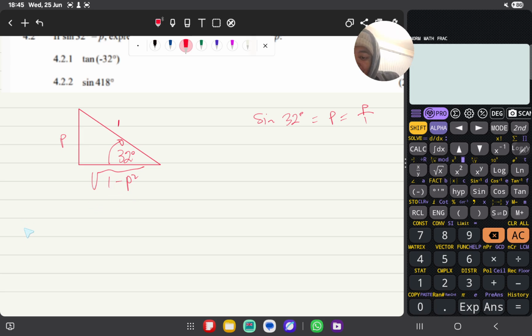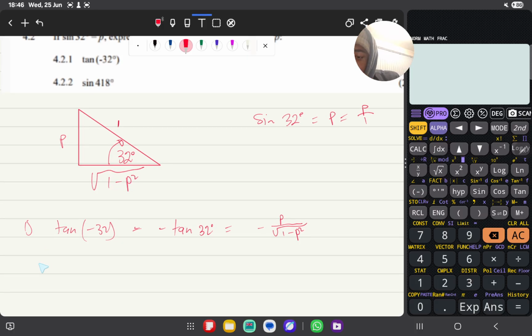Now your answer, the first one, they're saying tan of minus 32. We are talking about negative angles. It is only cos that becomes positive: cos of negative theta is equal to cos theta. The others remain negative. So this is negative tan 32 degrees. Tangent is opposite over adjacent, so p, which is opposite, over adjacent, which is the square root of 1 minus p squared. That is tan.